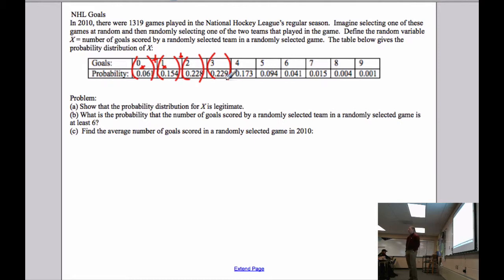All right, you ready? So stat, edit, list 1. Put in 0 through 9 for list 1. Clear out whatever is in your list 1 and list 2. 0 through 9 is your list 1. So here's L1. L2 will be our probability. I'll read them to you, it'll be easier that way. So 0 through 9 in list 1. Anybody not done?